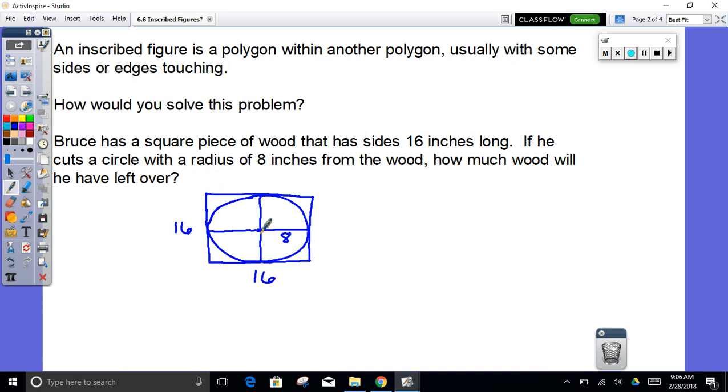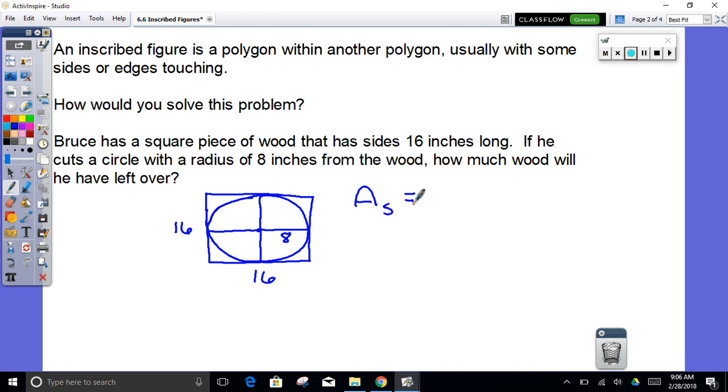Okay, so the question that's asked is, if he cuts a circle, how much wood will he have left over? So how would we find this out? What would we do? Jake? You find the area of the square, and then you find the area of the circle, and you subtract. Subtract the circle from the square, good. Okay, so let's first find the area of the square.